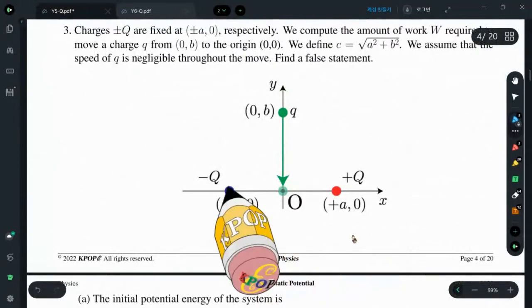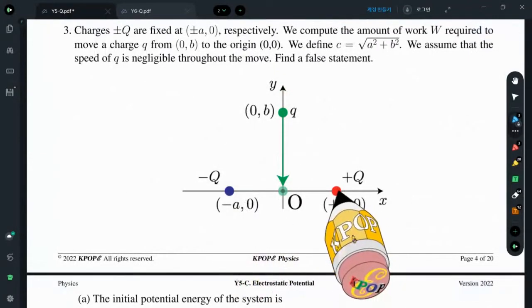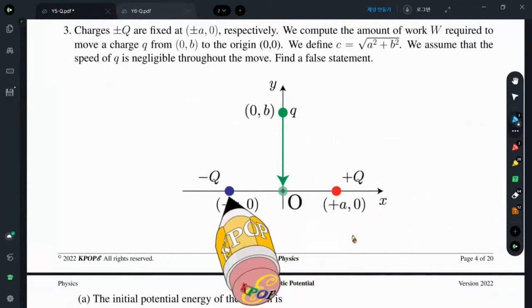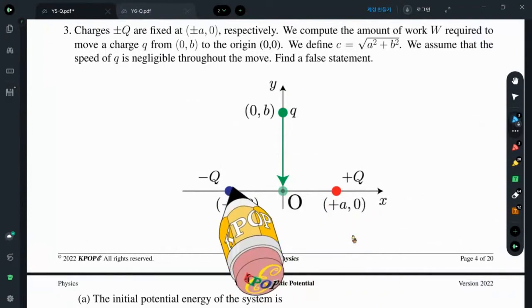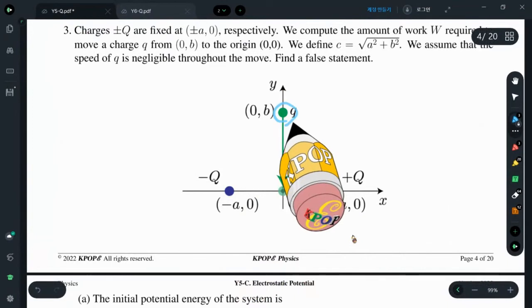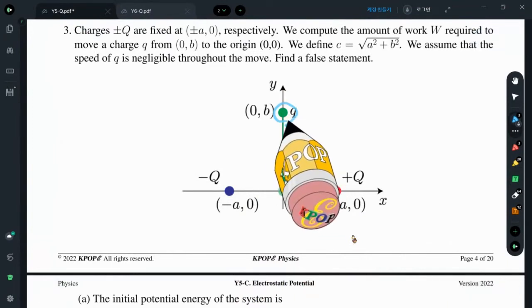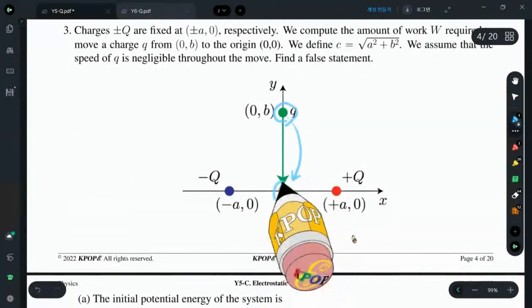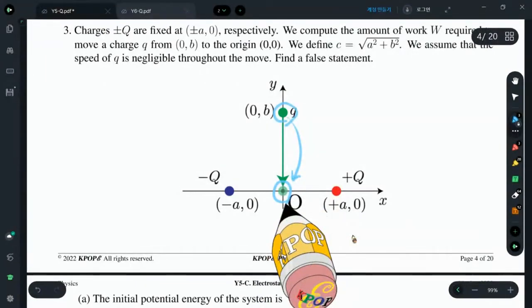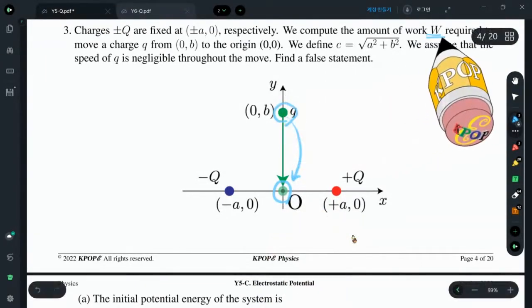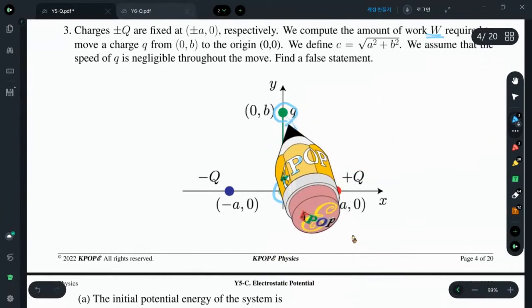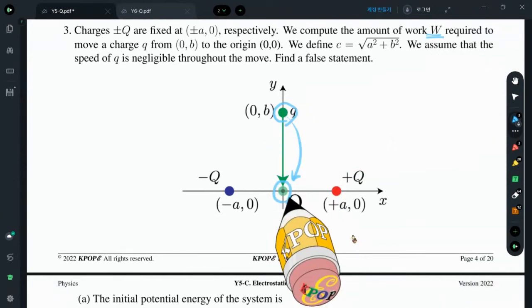Next, we consider a charge distribution. We have a dipole, plus Q and minus Q, in here, and we have another charge small q. This one used to be at rest, and we want to move it to the origin. We want to find the work required to move this charge small q to the origin.